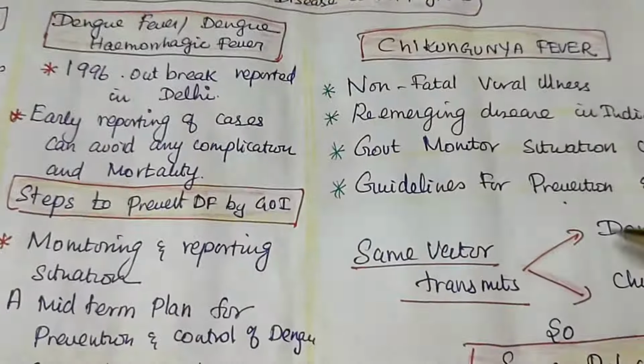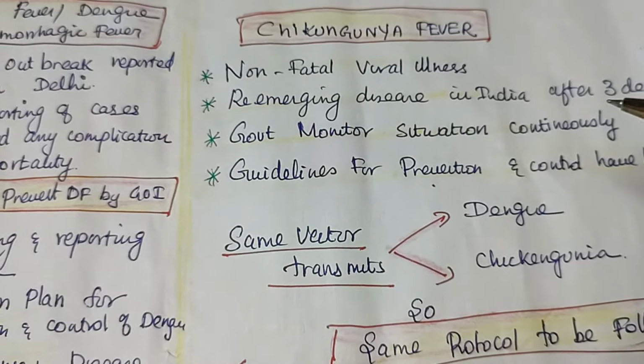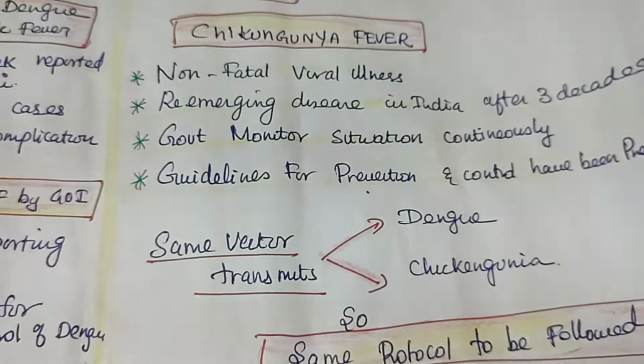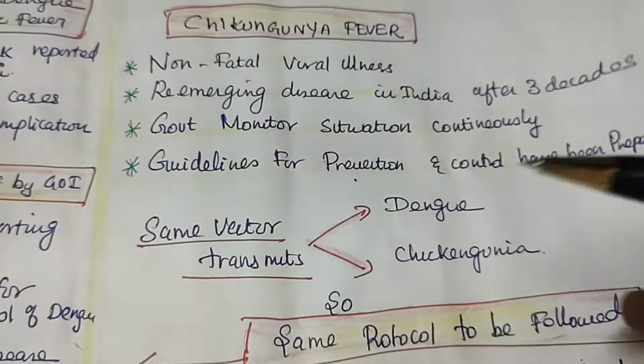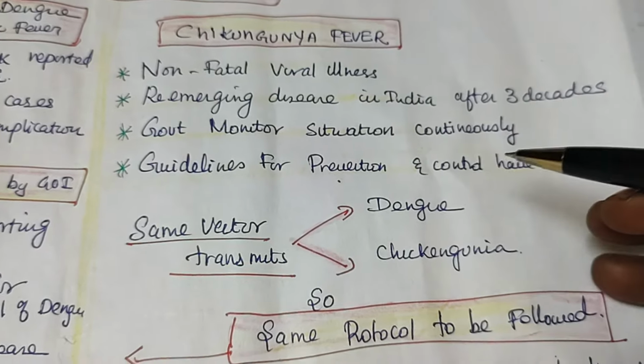Understand? Then there is chikungunya. Chikungunya is a fever. It is also a non-fatal viral illness. It's a re-emerging disease, re-emerging in India after 3 decades. The government is monitoring the strategy.